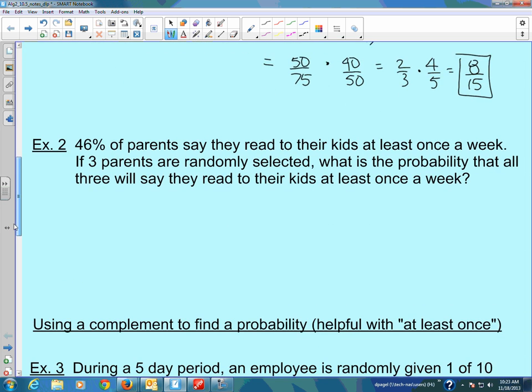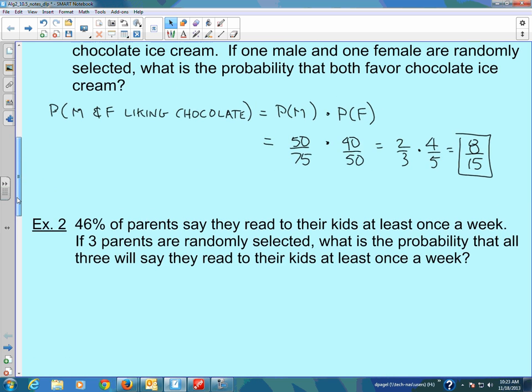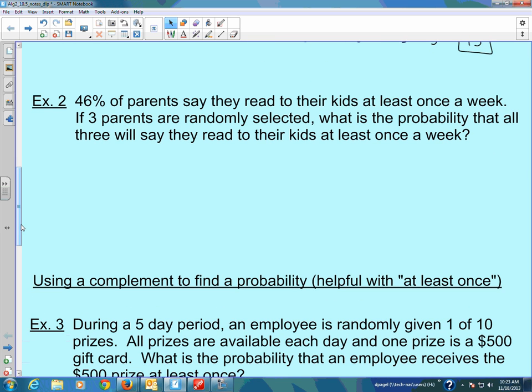46% of parents say that they read to their kids at least once a week. If three parents are randomly selected, what is the probability that they will say that they read to their kids? Going back to the ice cream example for just a second. Me asking a male and him saying yes or no, I like chocolate ice cream, has no bearing on me asking the female if she likes chocolate. So those would be independent events. And here's the same thing. I just randomly go up to parents, and what one parent says will not determine the outcome for what another parent says. So this, again, is an independent event.